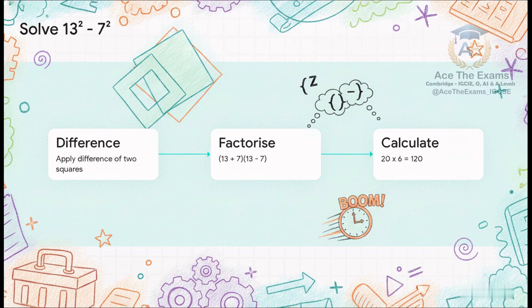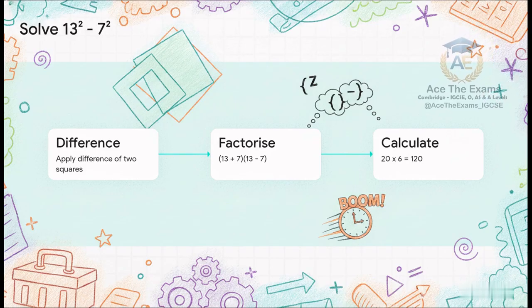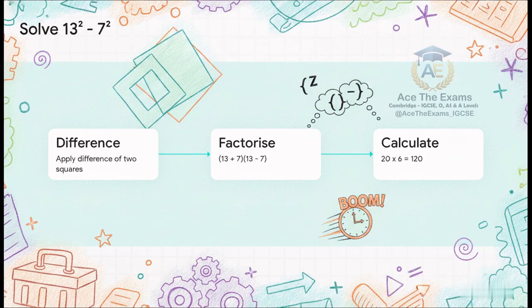We pop those numbers straight into our brackets. 13 plus 7 multiplied by 13 minus 7. Well, 13 plus 7, that's a perfectly round 20. 13 minus 7, that's 6. What's 20 times 6? 120. Solved in seconds, all because you recognize the underlying algebraic structure. That right there is the power of the toolkit.